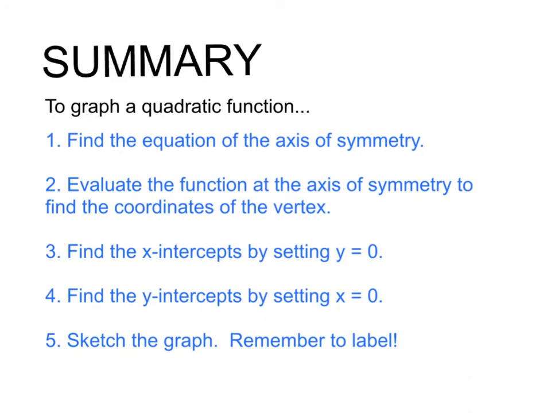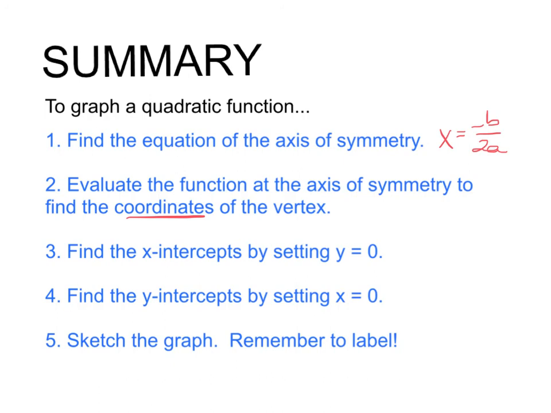And here is our summary. In order to graph a quadratic function, you'll be given the function, and from that you can find the equation of the axis of symmetry, that's x equals negative b over 2a. Then you can find the coordinates of the vertex by evaluating your function at the axis of symmetry. So whatever you get here, you substitute into your function, and that will give you your y value of your coordinate.